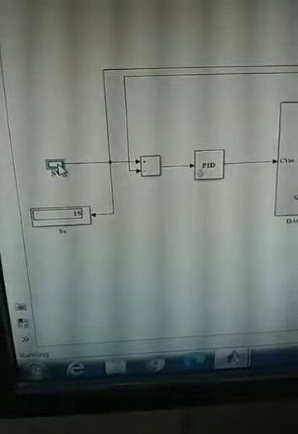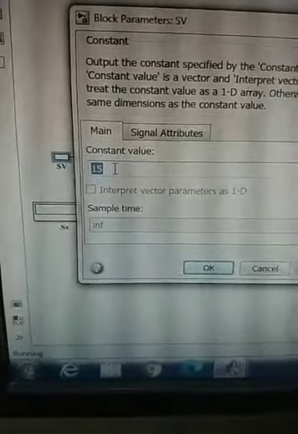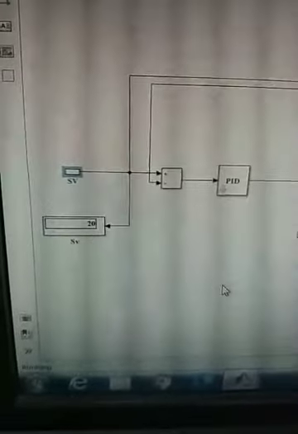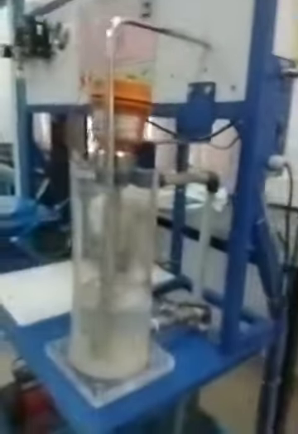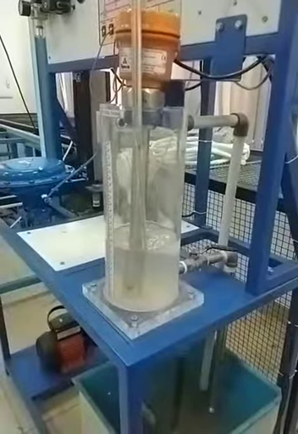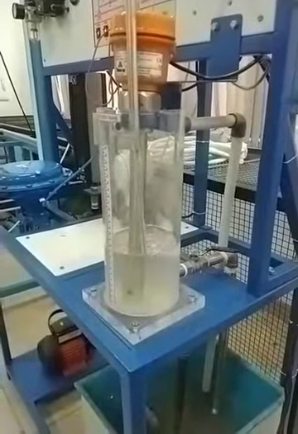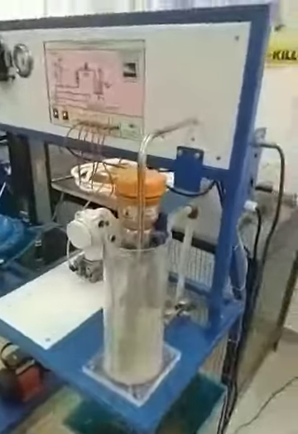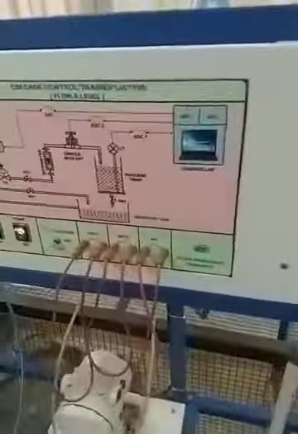Purushottam sir will now change the set point from 15 to, let us say, 20. So he has changed the set point to 20, and the moment he changes that, you see the level of this tank will start rising to 20 and it will stabilize at 20. In the meantime, I will show you what's happening over here.